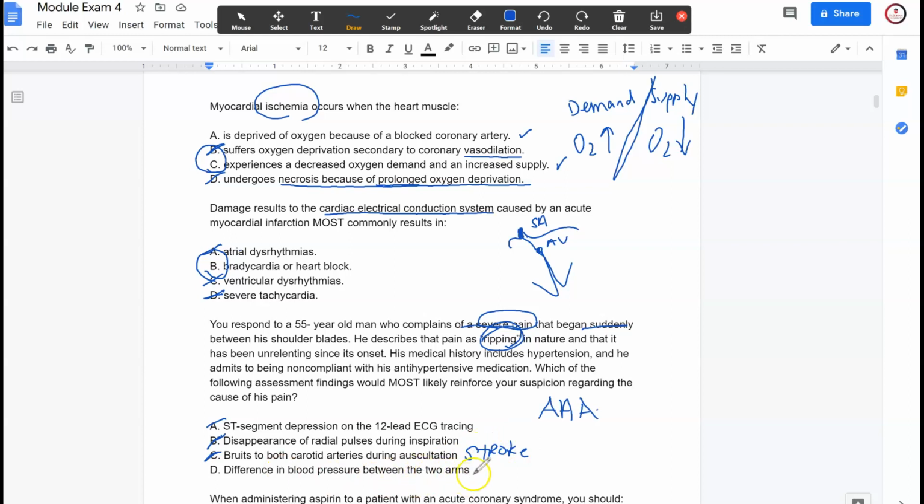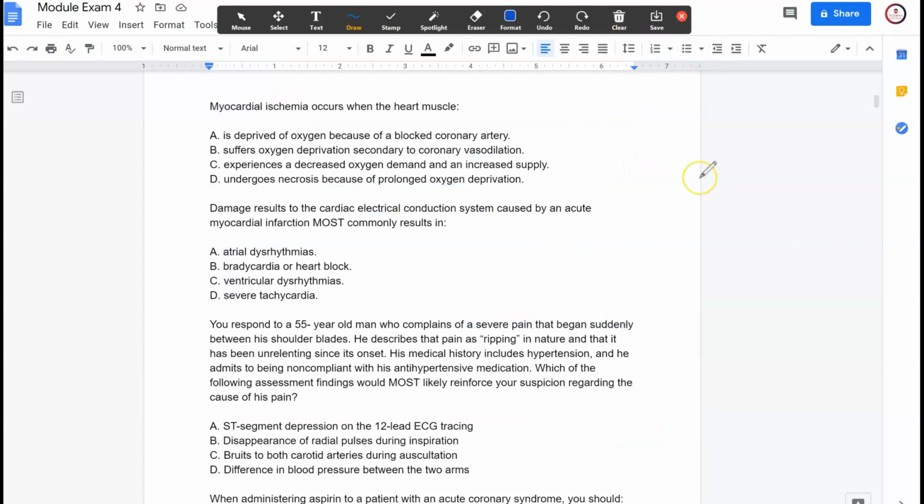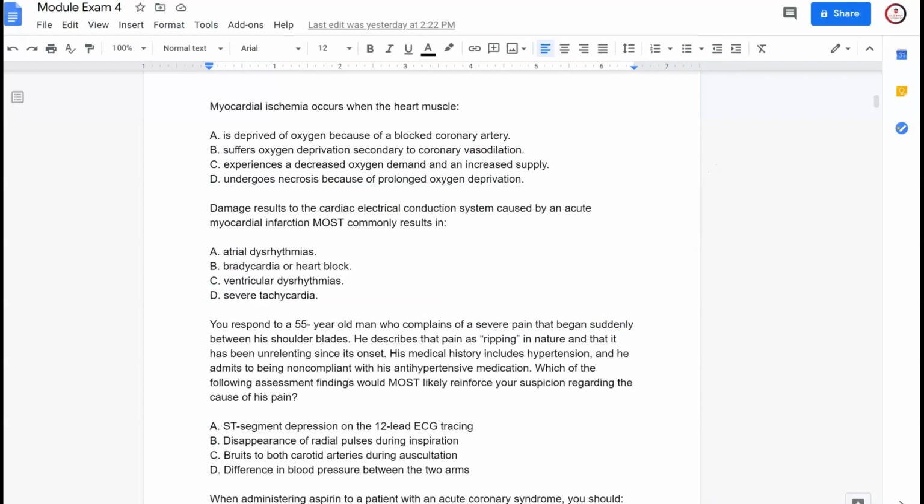Difference in blood pressure between the two arms. This is your answer. We remember that as the aorta comes up off of the heart, it divides into the subclavian arteries. If you have a tear in the aorta and blood is going in here, there's going to be a significant difference between the right and the left arm when it comes to blood pressure. That's your hallmark sign of an AAA.